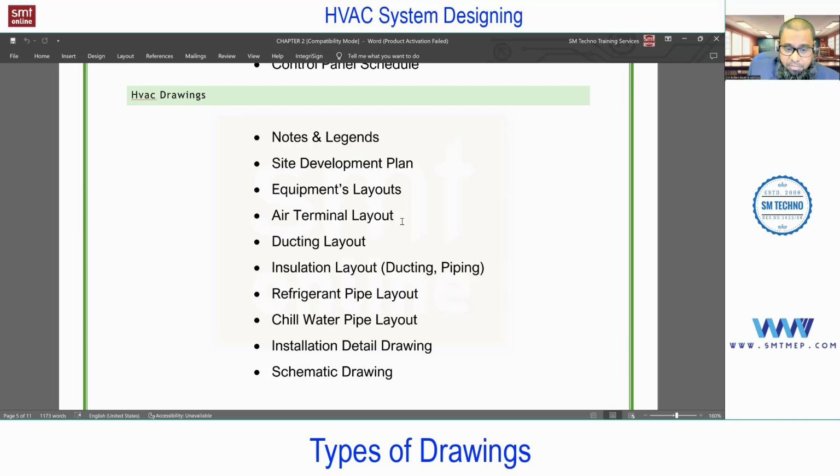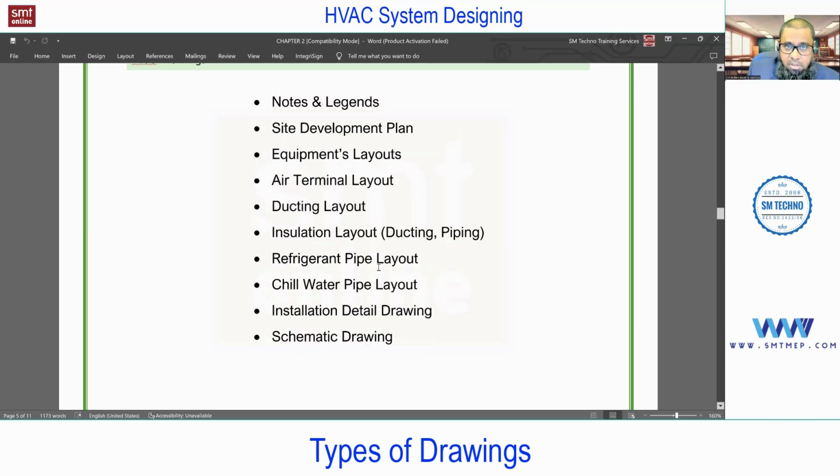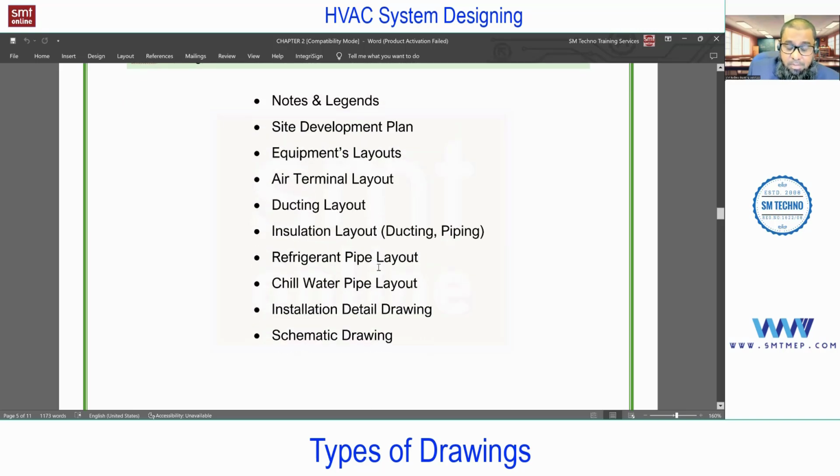Then the ducting layout. Then we require the piping layout, with insulation separate, because you'll find a separate subcontractor for insulation. Next, refrigerant piping layout in case of DX systems, and especially for the VRF system also. Next, chilled water piping. This is also important for chillers. You'll find separate drawings for the chilled water, and in that, the complete piping for the chilled water.